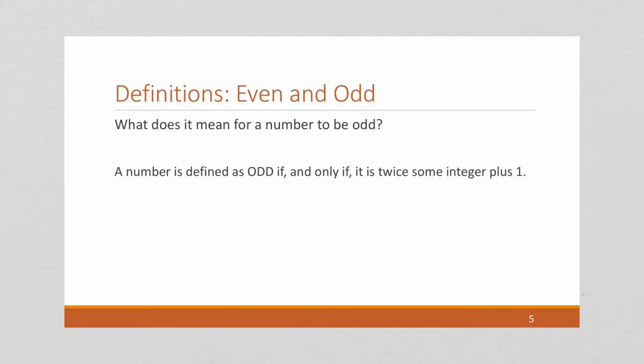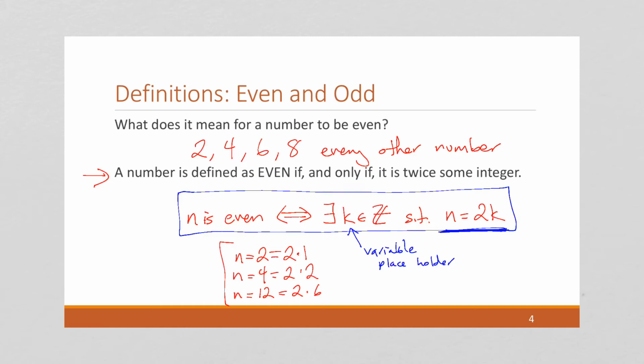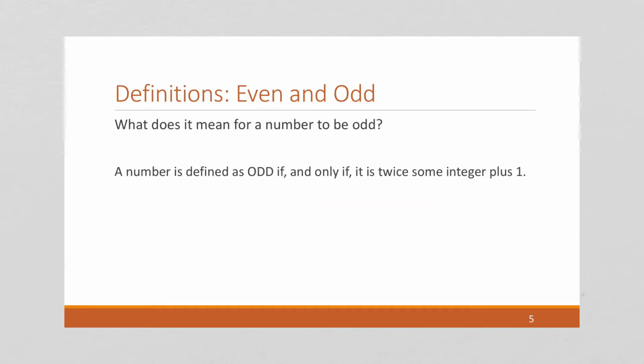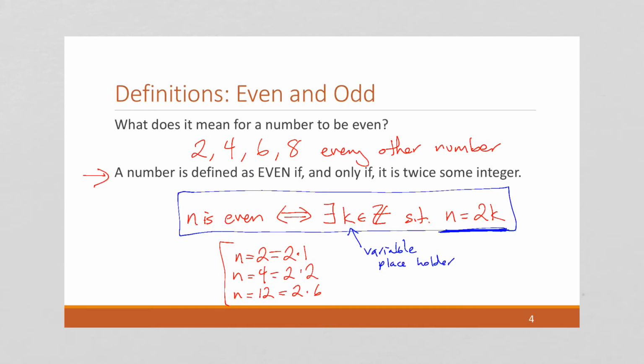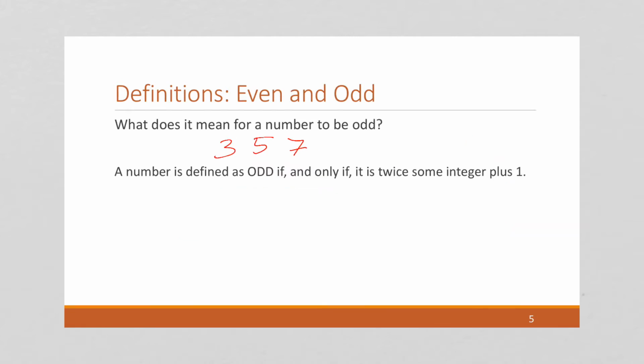Oh, first, excuse me, we did the definition of even. Let's do the definition of odd. Odd numbers. What's an odd number? Well, 3 is an odd number, 5 is an odd number, 7 is an odd number. If we look back at the even numbers we did before, 2, 4, 6, 8, notice that the odd numbers come immediately after them. So we had a 2, now here's a 3. We had a 4, now here's a 5. We had a 6, now here's a 7. We had an 8, now here's a 9.